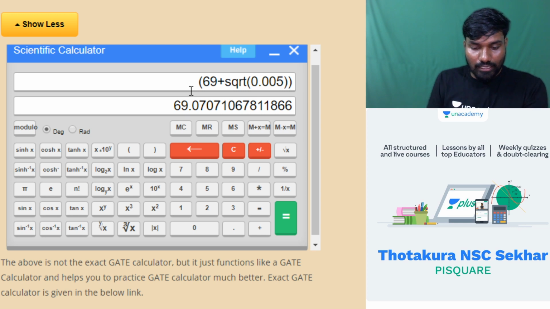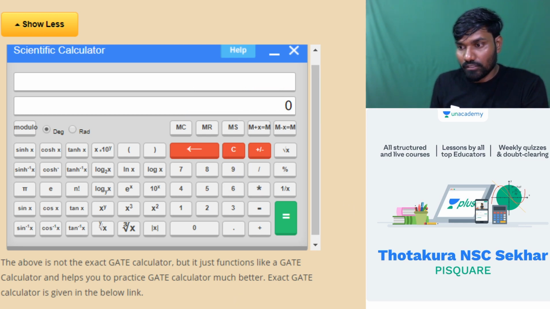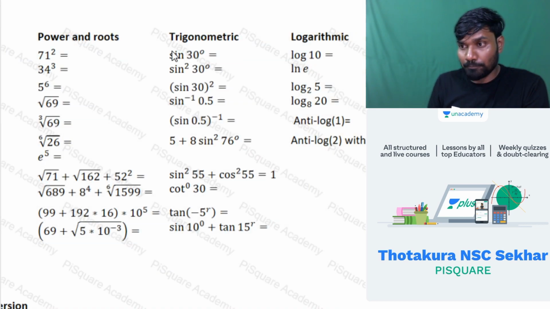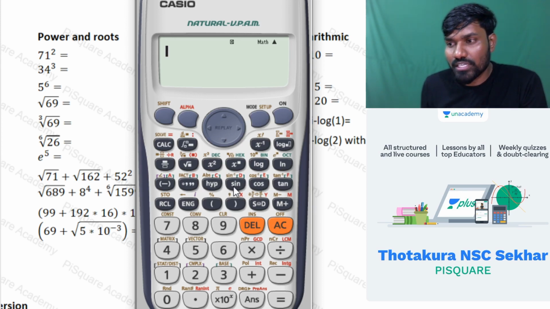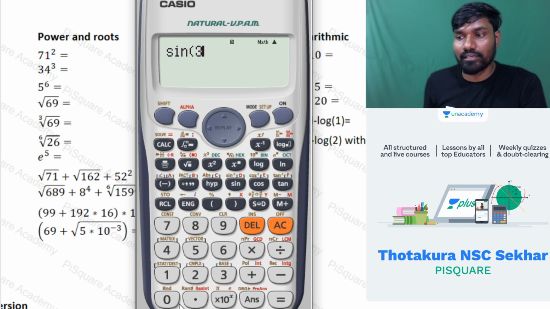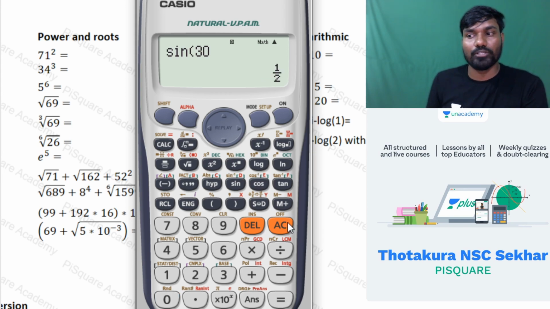Okay, next one: trigonometric functions. All these, sine 30 degrees. I want to perform sine 30. Let's do it here in the calculator. How do you do it? This is sine. Do you have x associated with this? It is not there. Here x is not there. That's why I'll enter this first, then 30 degrees. You will get the answer 1/2.